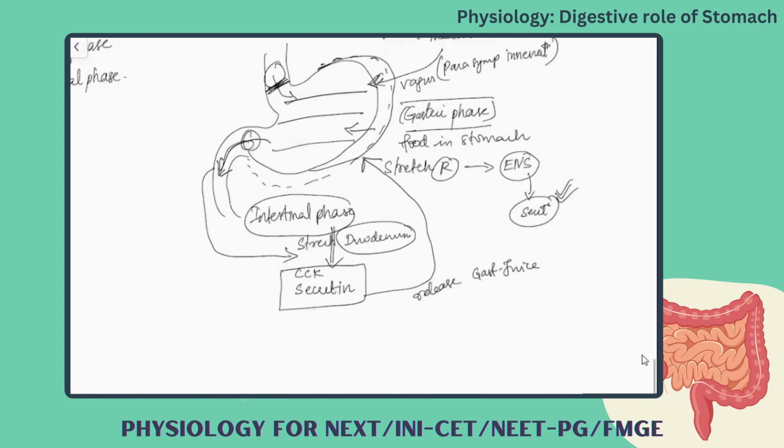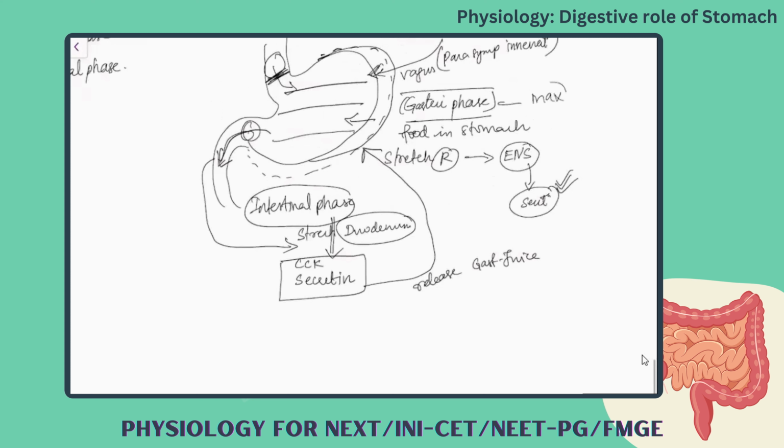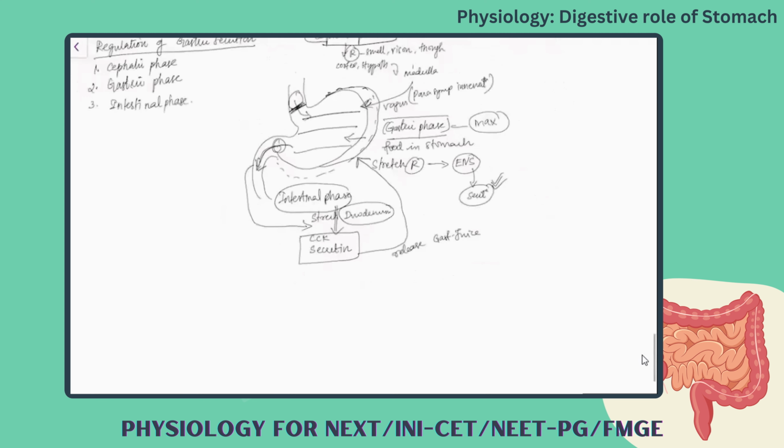But overall, the maximum secretion will be in the gastric phase, because it is the place where the active contact of the food with the stomach is taking place. Okay, clear? So this is the regulation of the gastric juices. And now we will move on to the next concept.